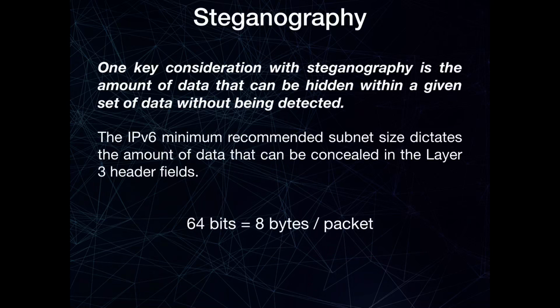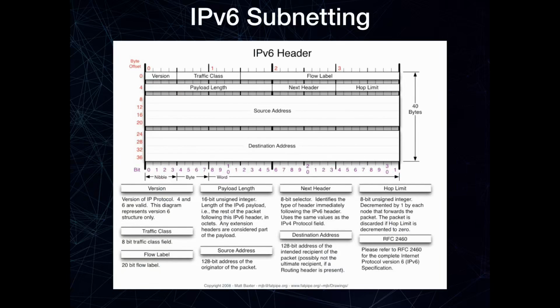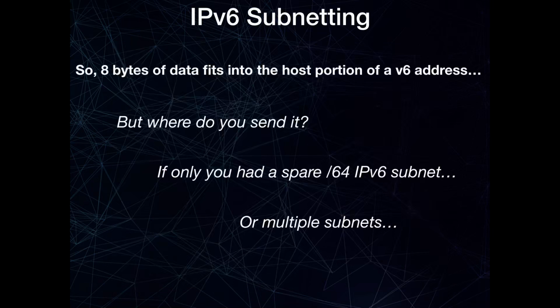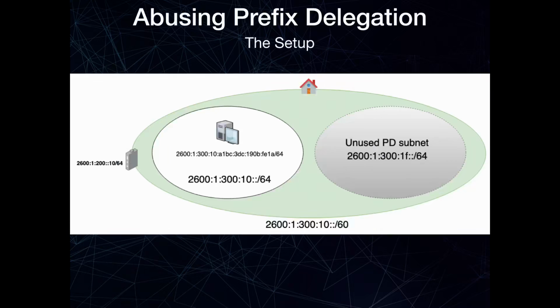So when we do steganography, one consideration is just how much data can I hide inside something else without being discovered? And because of that /64 subnet limitation, we can put about 8 bytes of data per packet if we use one header field. If we use 2, we can put 16 bytes, obviously. So in this case, we put it in the host address portion, and we get that 8 bytes there and there. So if I could put 8 bytes of data into the host portion of the v6 address, where do I need to send it? Gee, if we only had a spare /64 floating around, or a couple of them. Oh yeah, that's right. Thank you, ISPs.